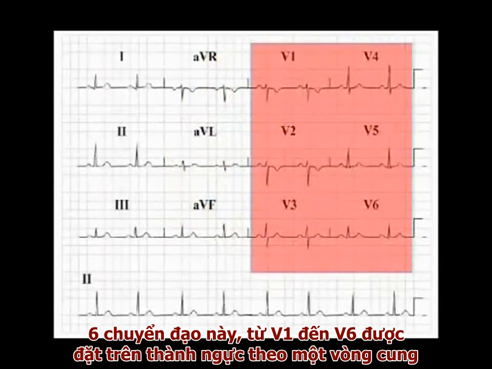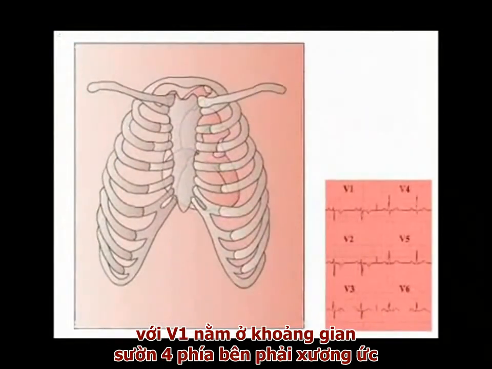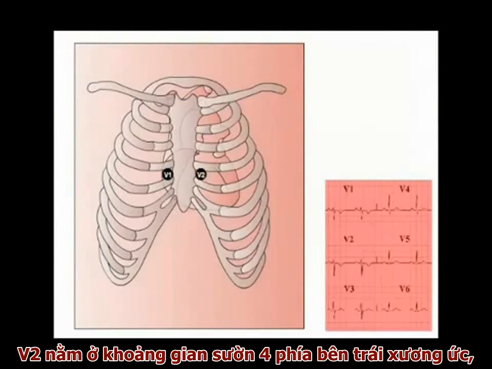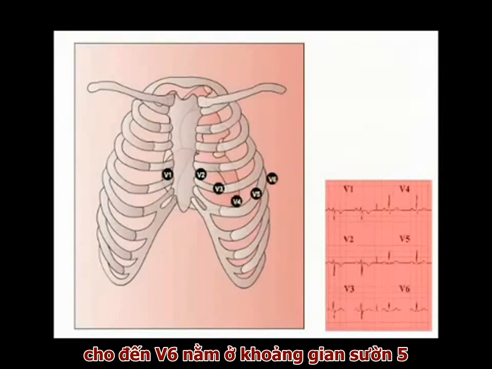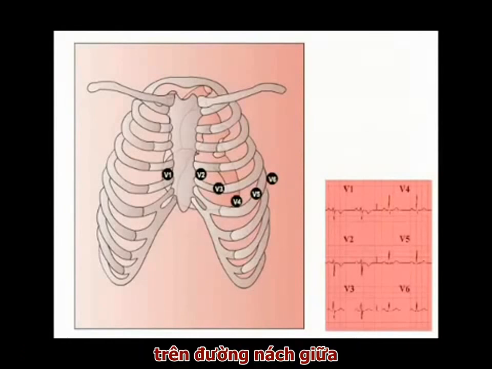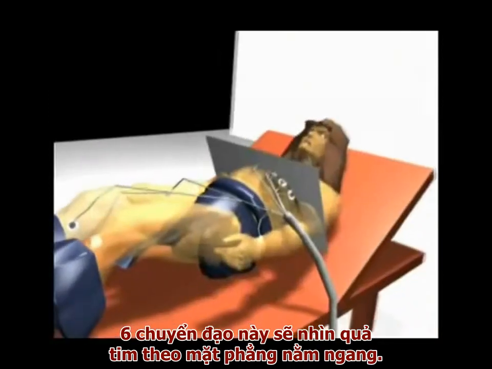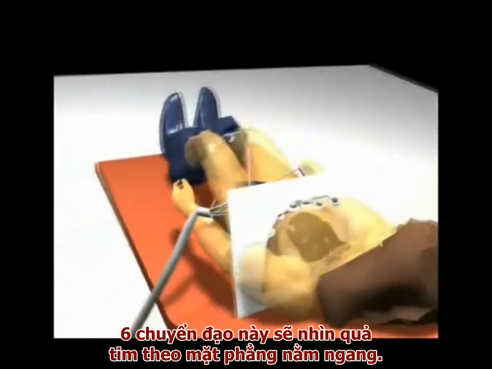These 6 leads, V1 to V6, are placed on the surface of the chest wall in an arc, from V1 in the fourth right intercostal space to the right of the sternum, to lead V2 in the fourth left intercostal space to the left of the sternum, and then at roughly equal intervals to lead V6 in the fifth left intercostal space in the mid-axillary line. These 6 chest leads examine the heart in the horizontal plane.